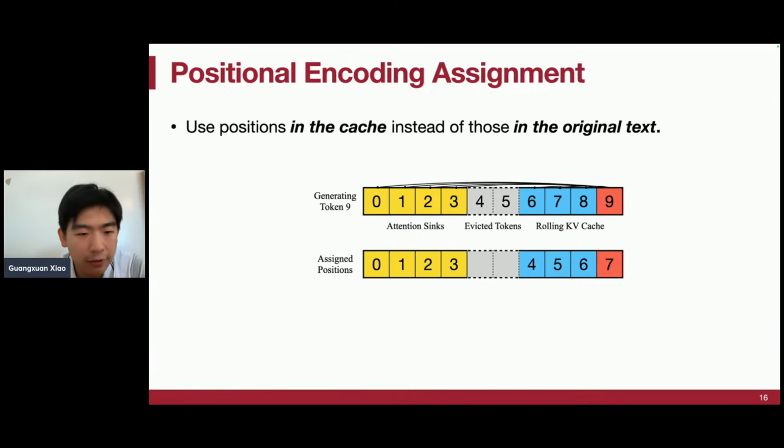This can be efficiently implemented by caching the KV cache before applying the position encoding, and afterwards we apply them back when decoding. It's already supported in frameworks like llama.cpp and TensorRT-LLM.